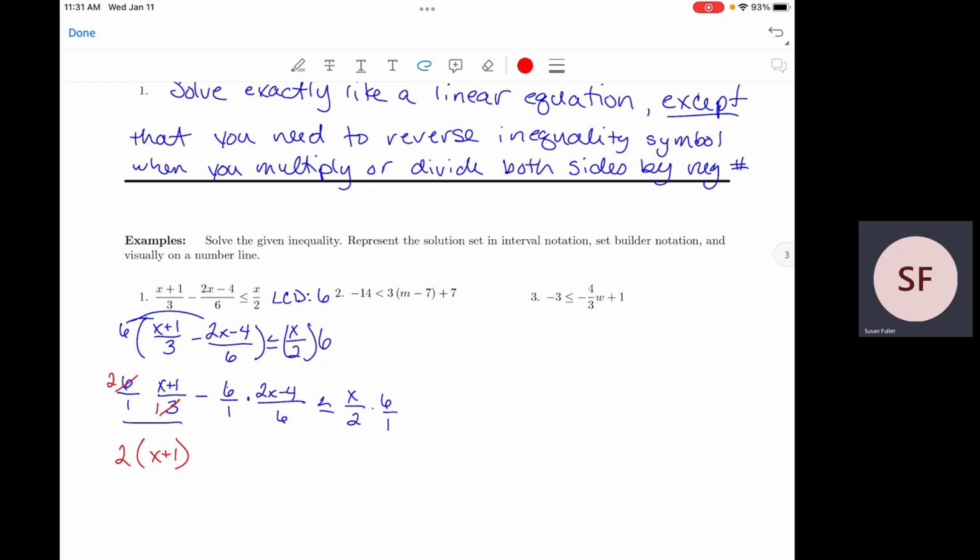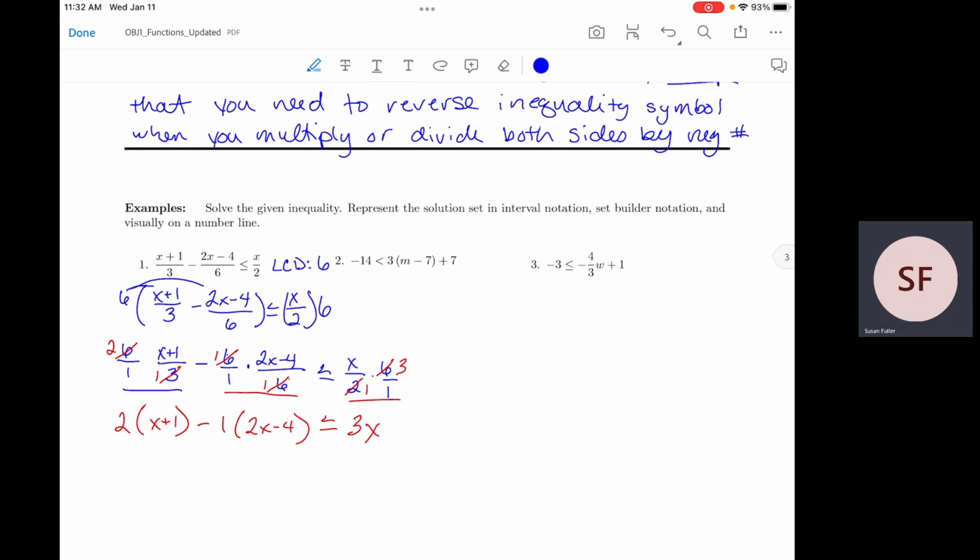In this second multiplication here, I'm going to divide top and bottom by 6, right? 6 over 6 simplifies to 1 over 1. So it'll be minus 1 times that whole quantity, 2x minus 4. And that's all going to be less than or equal to this right product here. And I can take a 2 out of top and bottom, so I'll get a 3 on top and a 1 on the bottom. And so that is x times 3. I'm going to write that as 3x here.